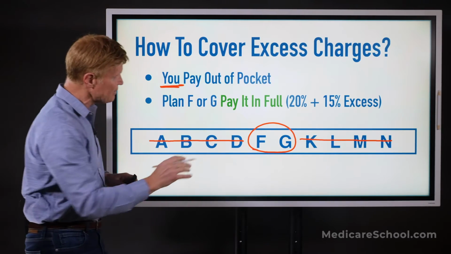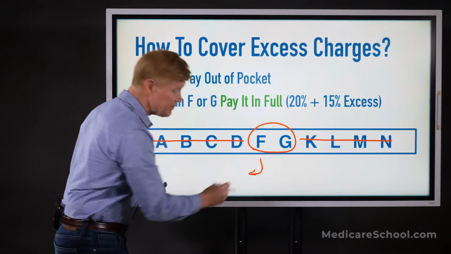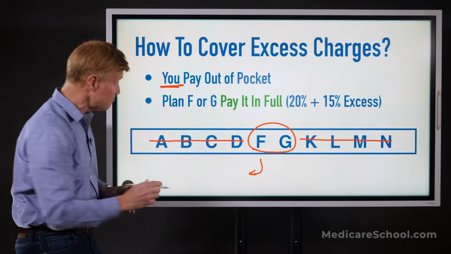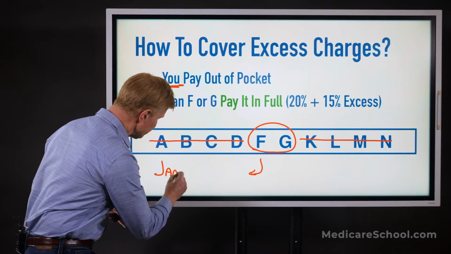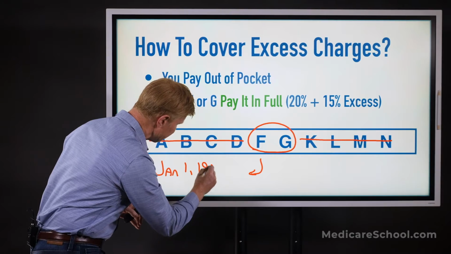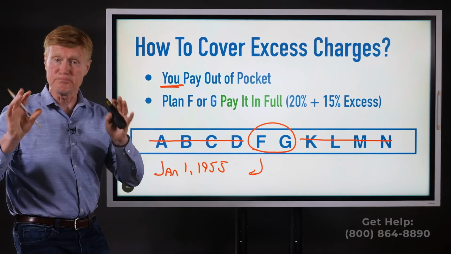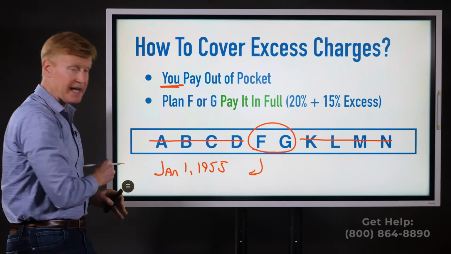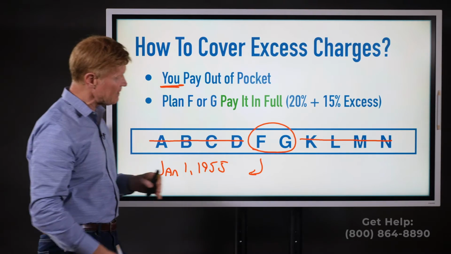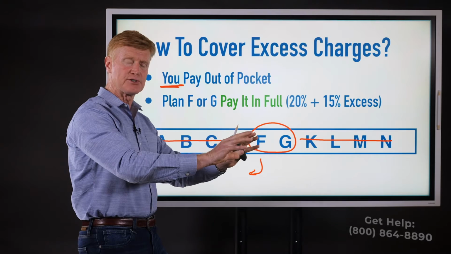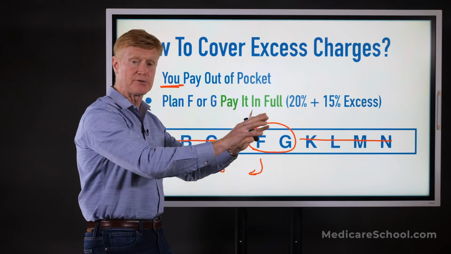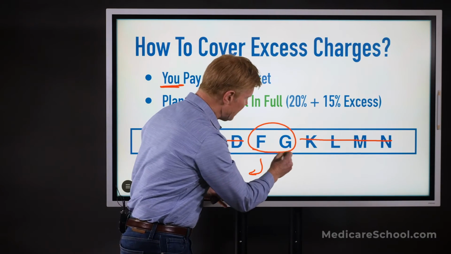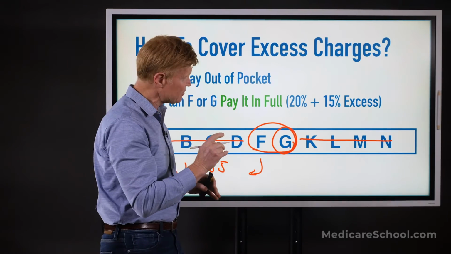Now, just a quick reminder, not everyone can buy F plans today. You actually had to be born before January 1st, 1955, and you started Medicare before January 1st, 2020. If that's you, you can still buy F plans, and you can keep those F plans for life. But if you're born after January 1st, 1955, and start Medicare after January 1, 2020, you would have to buy a G plan to cover your excess, okay?